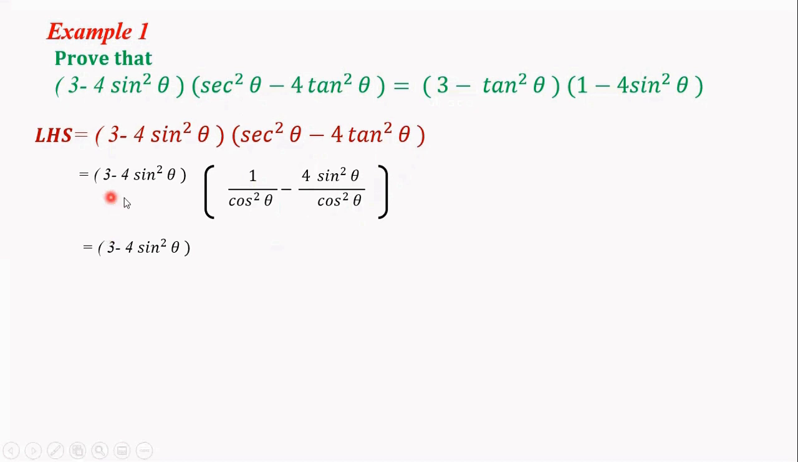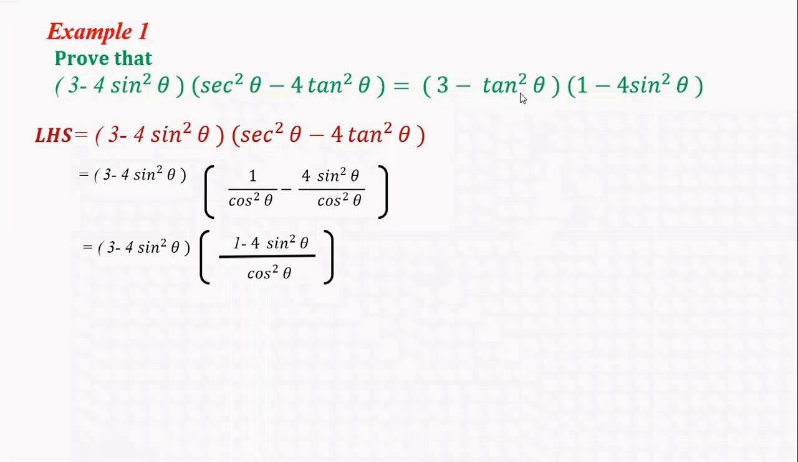Now again, the first bracket is copied as it is, and in the second bracket, we are going to take the LCM. Here the LCM is cos square theta. Since both the terms have the denominator cos square theta, which is the same as the LCM, we don't need to multiply the numerator. We can directly write it as 1 minus 4 sine square theta.